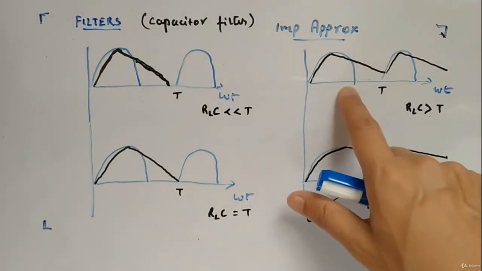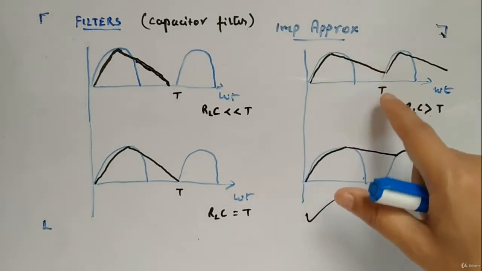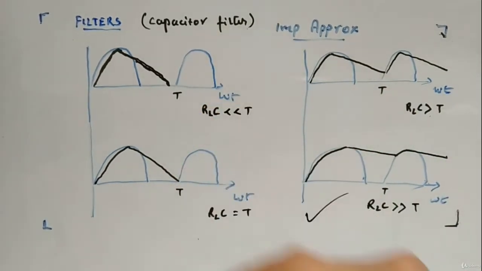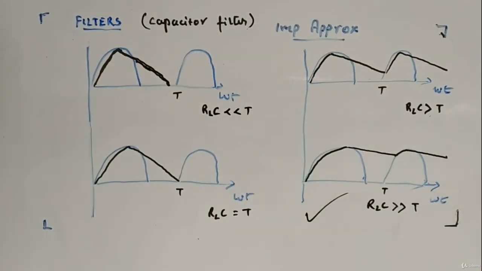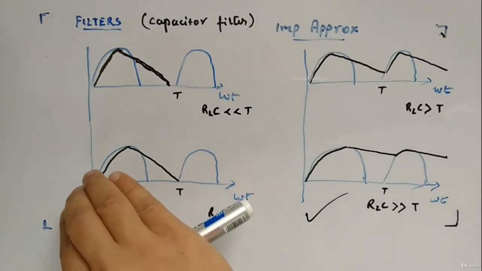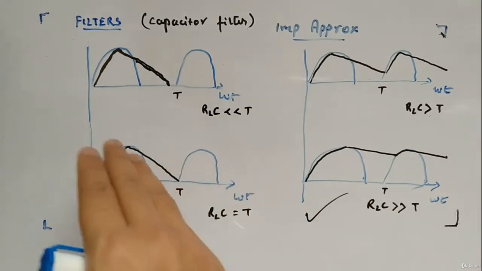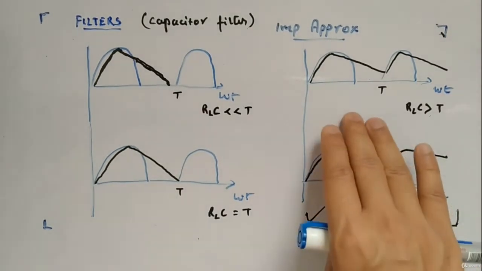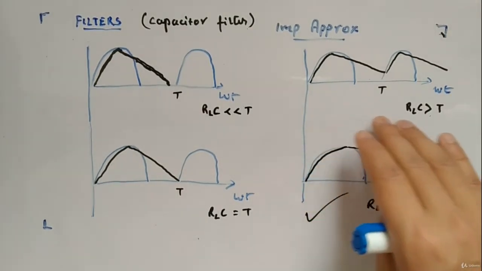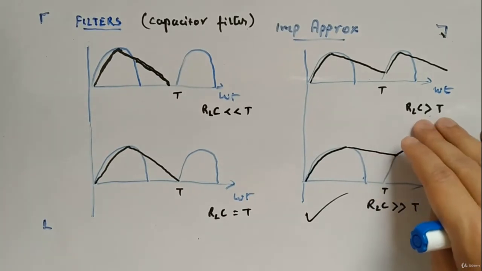Here if you will see, it is better. In these two cases the capacitor is not able to follow the input signal. Okay, you can see that for the diode signal, we want a signal which will be constant, it should not decay to 0. Now here if you will see, this is the circuit for RLC is greater than T.